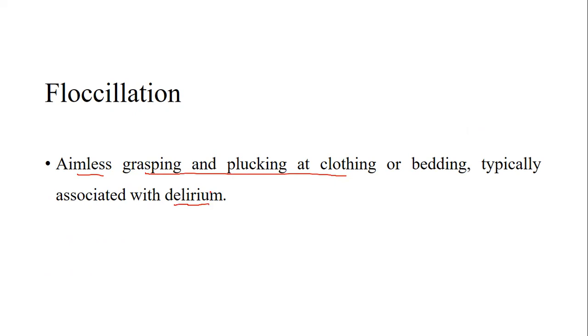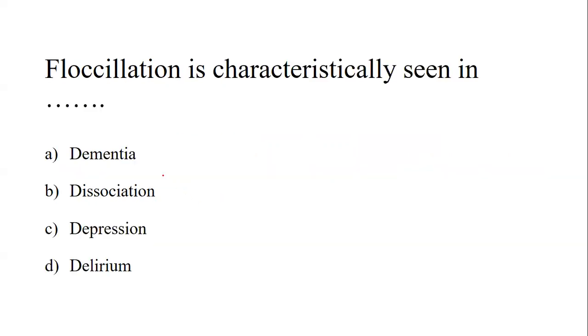If the patient has delirium, the patient will be trying to move or pluck their clothes or bedding involuntarily. There is no specific purpose. The patient may be trying to grasp and pluck the clothes. That is a typical characteristic feature which can be seen in delirium patients. So the options are dementia, dissociation, depression, and delirium. We know that the correct option is delirium.